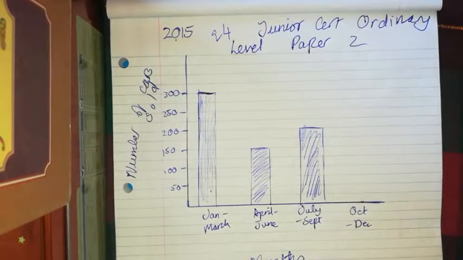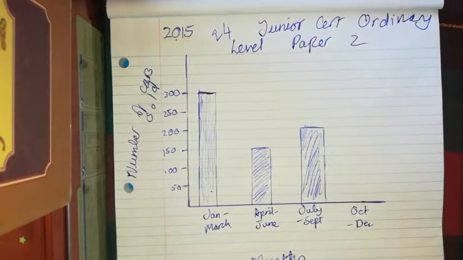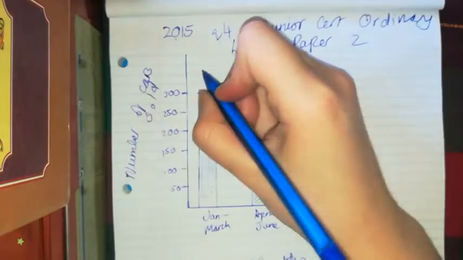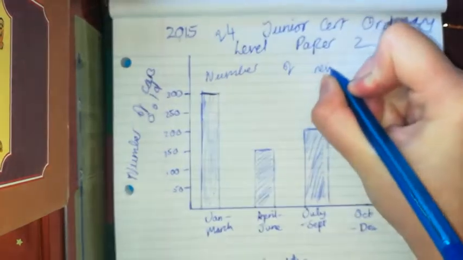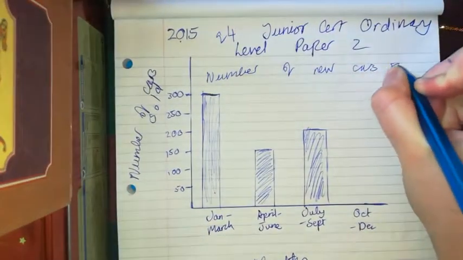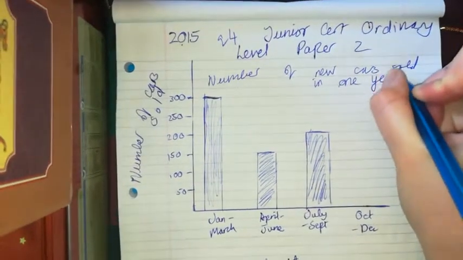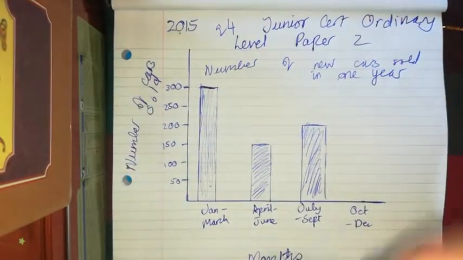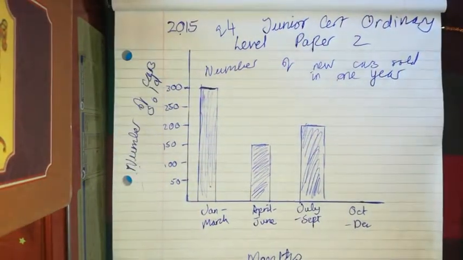So here we have the 2015 question 4. This is Junior Cert Ordinary Level Paper 2, and it says, this is the number of new cars sold in 1 year. Number of new cars sold in 1 year. So I've just drawn out the diagram that they've given us in the question. So on this axis they have the number of cars sold, and here we have the months.